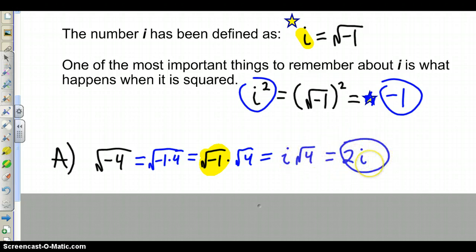Just like 2x, you would never say x times 2. You wouldn't say i times 2. A self-respecting mathematician is going to say 2i.